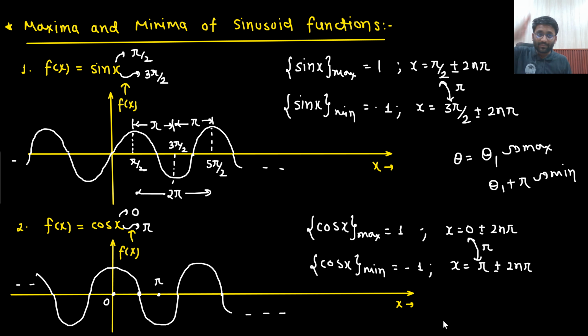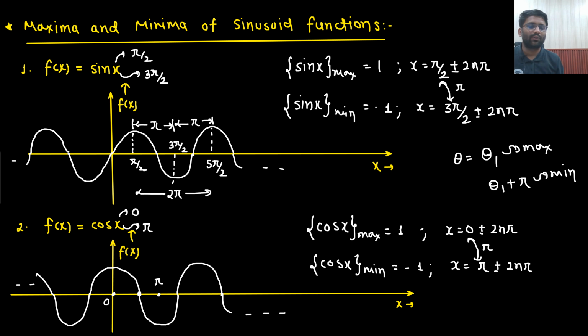So if you are at the maximum, to go from maximum to minimum I need to cover a distance of pi. From minimum to maximum I need to cover the distance of pi. Not theta, pi. Basically, if you are at the minima and you need to go to the maxima, you cover a distance of pi. From maxima to minima you cover a distance of pi. From minima to maxima you cover a distance of pi.